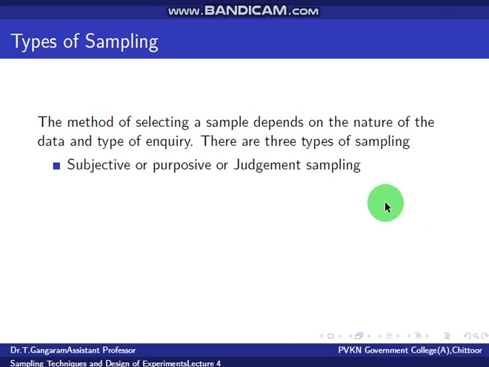The subjective or purposive or judgment sampling is where the sample is selected based on the decision or convenience or judgment of the investigator. Judgment sampling is a non-probability sampling. This sampling suffers from the drawback of favoritism and depending on beliefs and prejudices of the investigator. This leads to judgment sampling not giving a representative sample of the population.